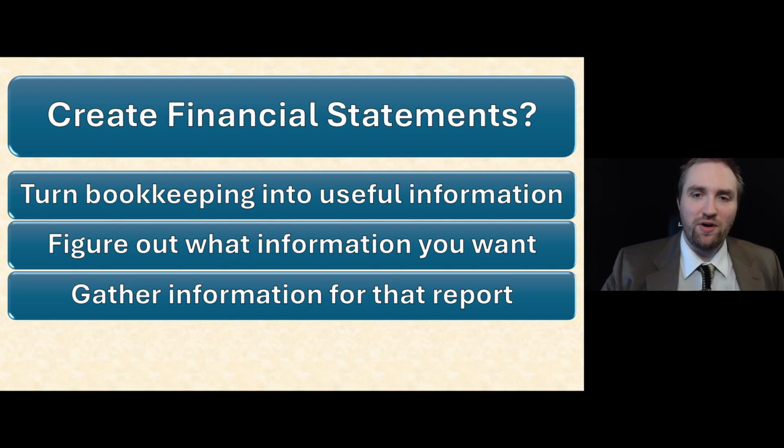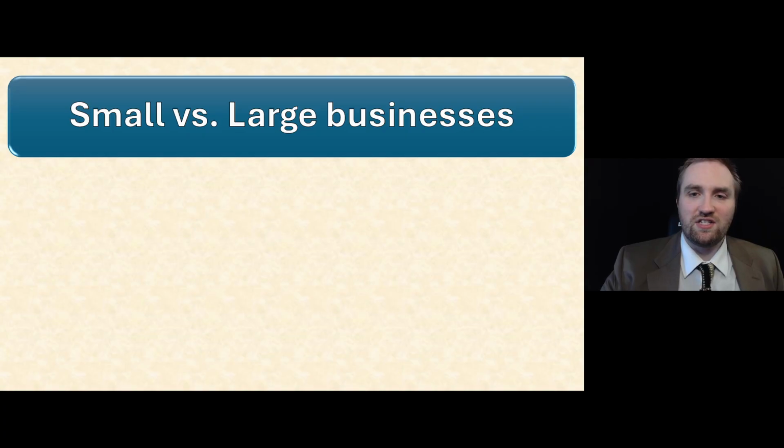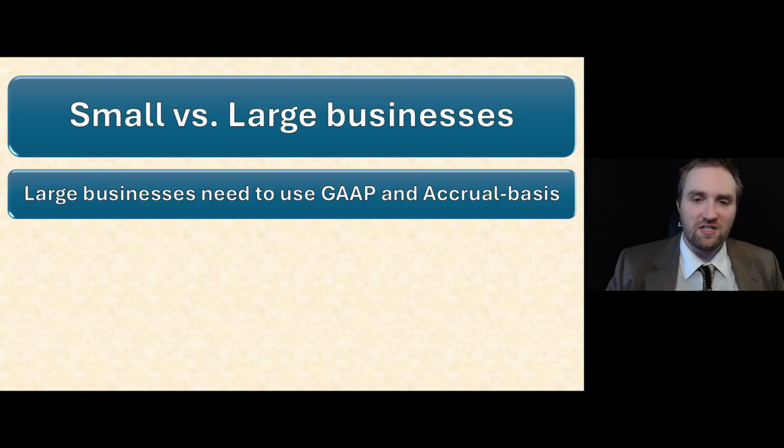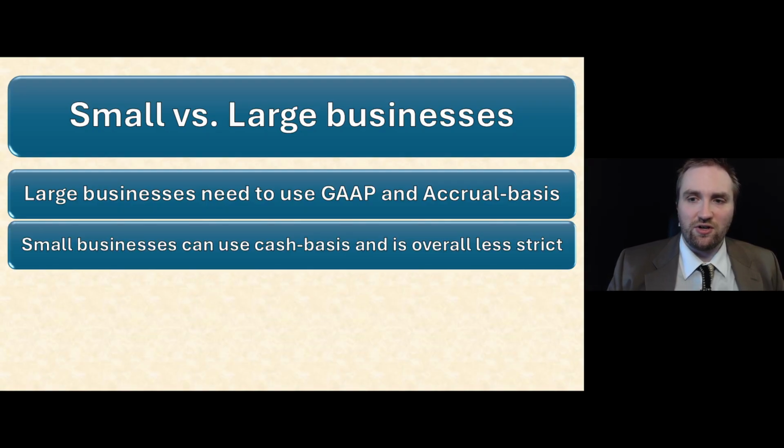Now is a good time to point out the differences between creating a statement for a small business like yours and creating statements for public corporations and businesses making over $27 million per year, which we'll call large businesses. The key difference is that large businesses are required by law to use accrual accounting and to follow what are called GAAP principles when they create their financial statements. As a small business owner, though, the requirements are significantly less stringent, as you only need to report to the IRS and not any major investors or the public at large.